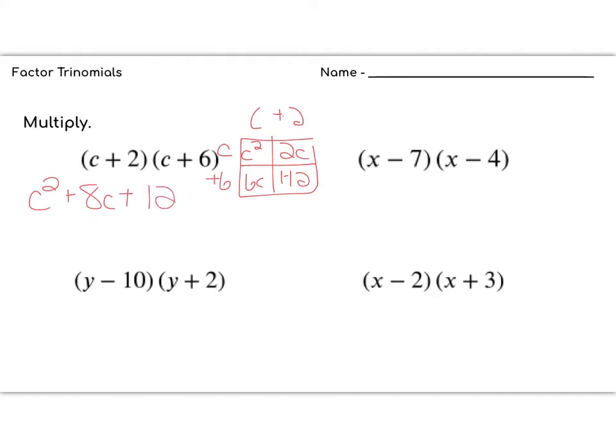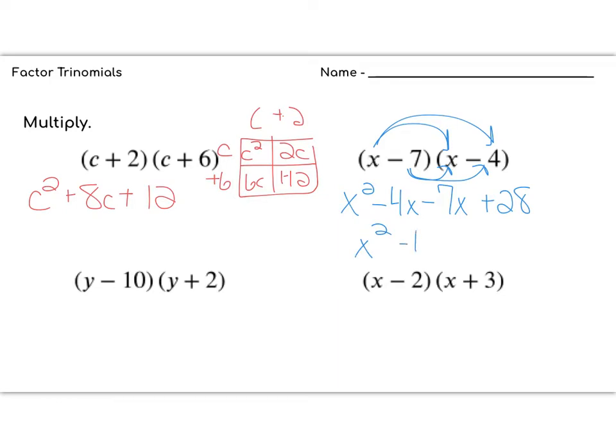Some of you used the distributive property. x times x is x squared. x times negative 4 is negative 4x. Negative 7 times x is negative 7x. And negative 7 times negative 4 is positive 28. And you ended up with x squared minus 11x plus 28.